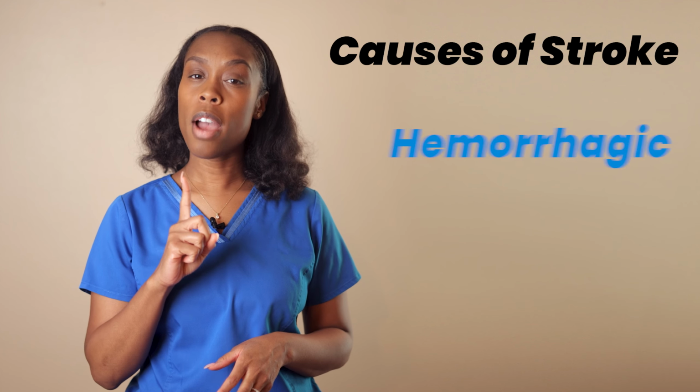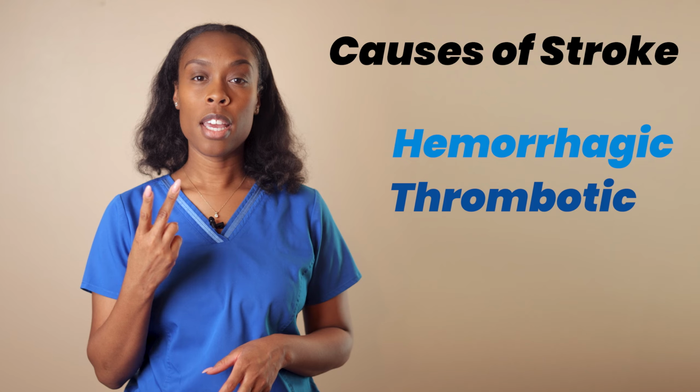A stroke is also known as a cerebrovascular accident. It is essentially a blockage of blood flow to the brain, or the cerebral region. There are several different occurrences that can lead to an interruption in normal blood flow to the brain. These different occurrences help us identify the different types of stroke. There are 3 different types of stroke: hemorrhagic, thrombotic, and embolic.